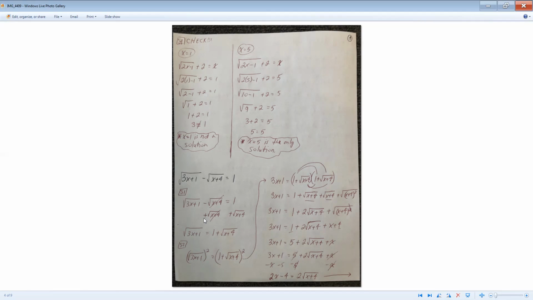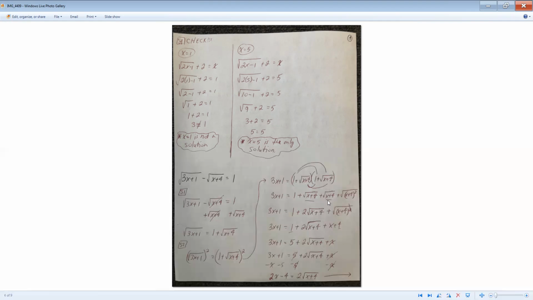That cancels on the left, and on the right, leaves us with 1 plus the square root of x plus 4. Now we can square both sides to get rid of the radical that's on the left. They cancel, leaving us with 3x plus 1. And then on the right, we can do our binomial distribution, in which we have 1 plus the square root of x plus 4 times 1 plus the square root of x plus 4. 1 times 1 will give us 1. 1 times the square root of x plus 4 is the square root of x plus 4. Square root of x plus 4 times 1 is the square root of x plus 4.